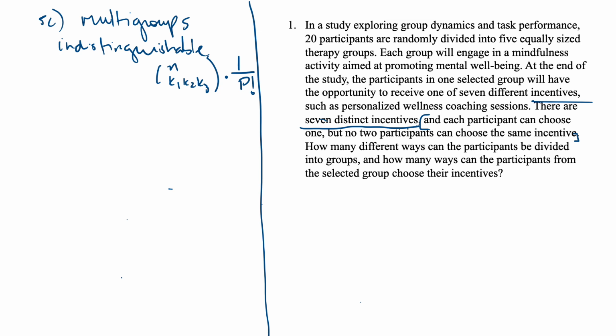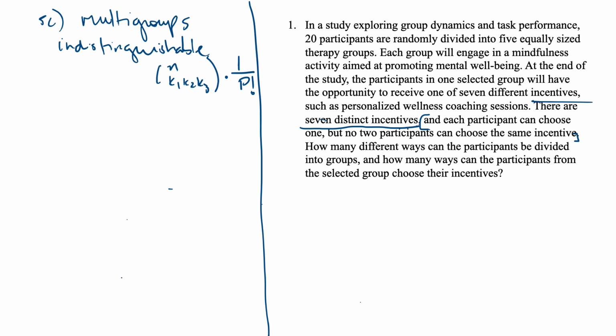And they will receive a reward. Okay, so this is the storytelling. The people from this chosen group will receive a reward. There are 7 different rewards or incentives, and each participant from that chosen group can choose one.